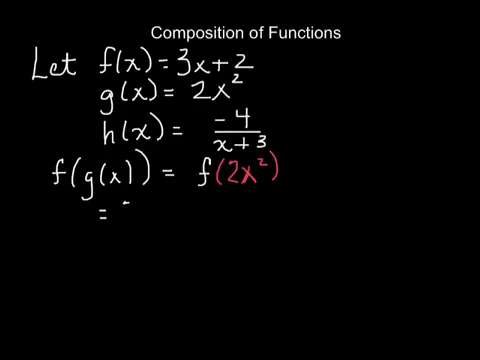So now I have 3 times 2x squared. And then my function says also to add a 2, like so. And so then I have 6x squared plus 2, and this is my composed function.